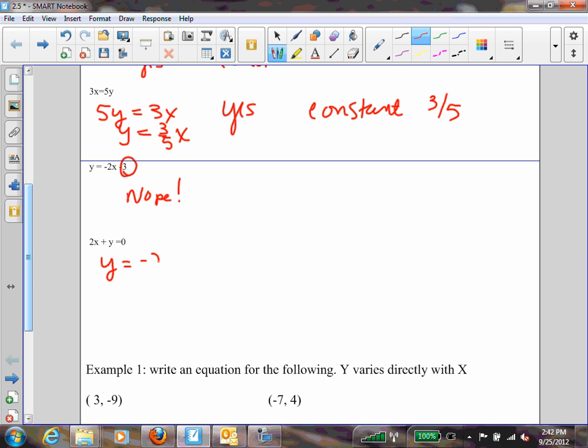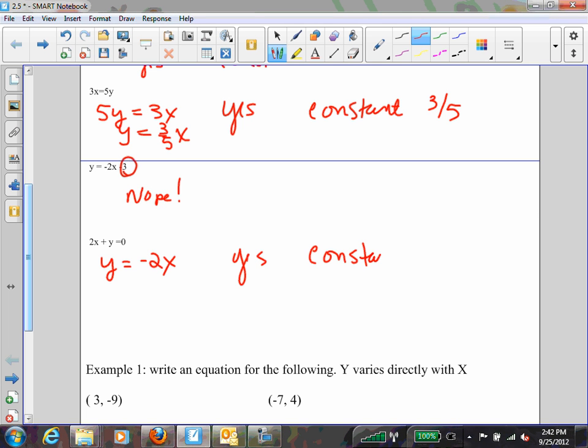Can you get it in the right form by manipulation? Sure can, right? So is this one? Yes. And what's your constant? Right.